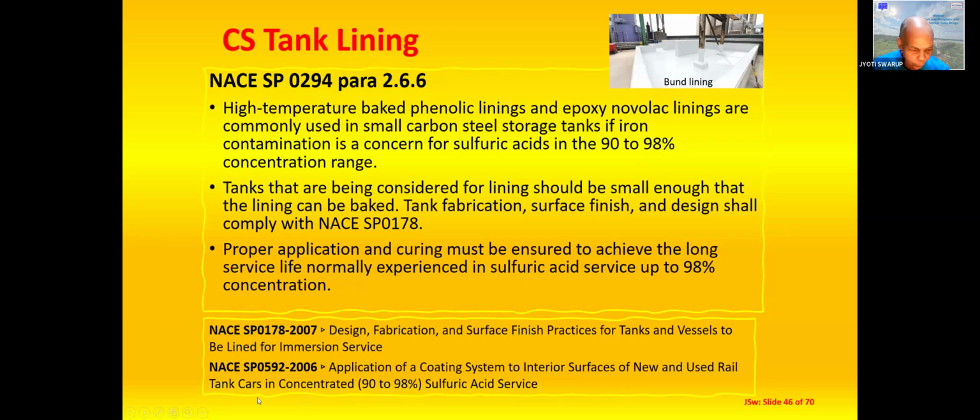So the SSPC code is there, which covers application of coating systems for interior surfaces of new and used rail car tanks in concentrated sulfuric acid service. So there are specific codes available for coating system design and detailing, which can be seen in the respective codes.